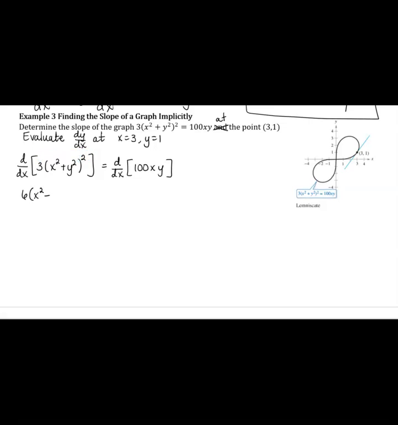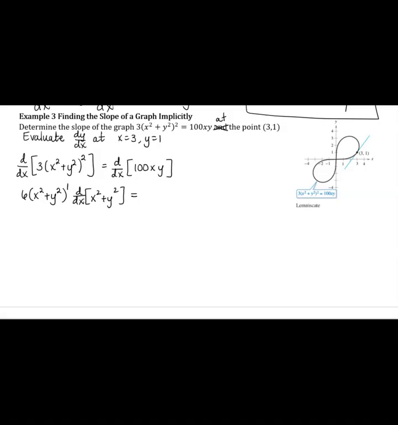The inside of the parentheses will stay the same, x squared plus y squared. The exponent of 2 will drop down to 1. And the chain rule tells us that we then need to come in and multiply by the derivative of what's on the inside, which was x squared plus y squared.